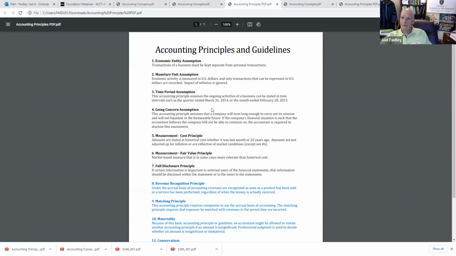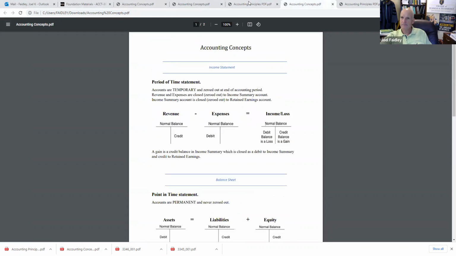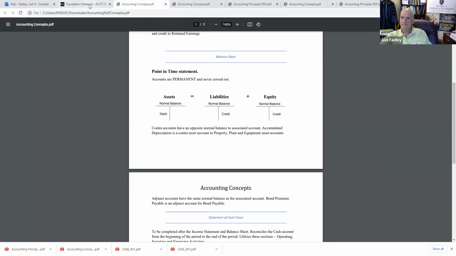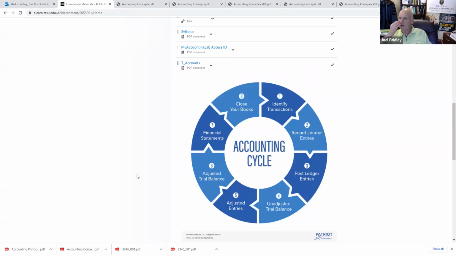The accounting principles here we're going to get into in a later video. The accounting cycle, hopefully you can see that. This is in the content of the D2L for 5150. And this is the cycle that accountants go through.